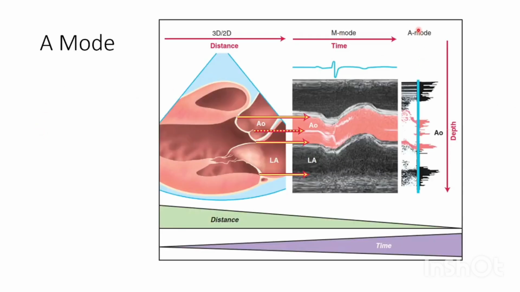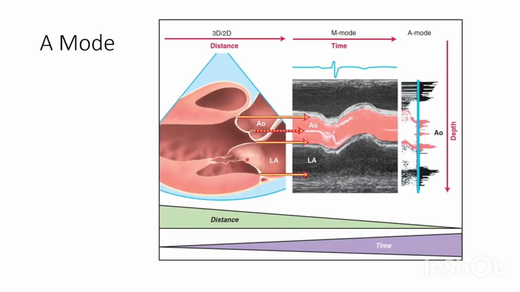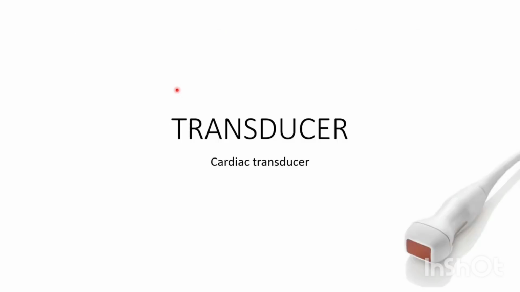This is how the A mode appears. It is shown as amplitudes. Comparing to the M mode, this is how the M mode looks. And this is how the 2D or the 3D image looks. 3D is actually 2D itself, but we take more slices with the 2D, then we attain a 3D image. That is how we obtain a 3D image.